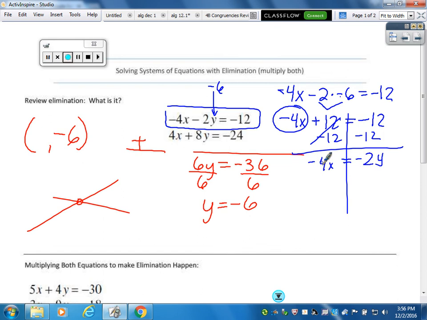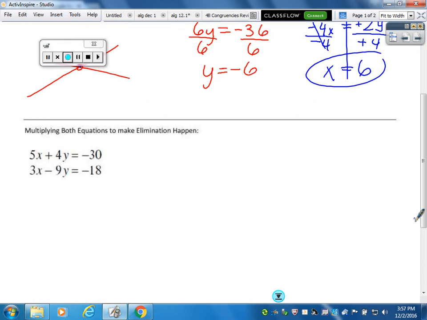bringing down that little extra x right there, and now I get to divide by it. So a negative over a negative is a positive. 24 divided by 4 is 6. So we got the coordinate here, positive 6, negative 6. So that was the point of intersection of these two lines.